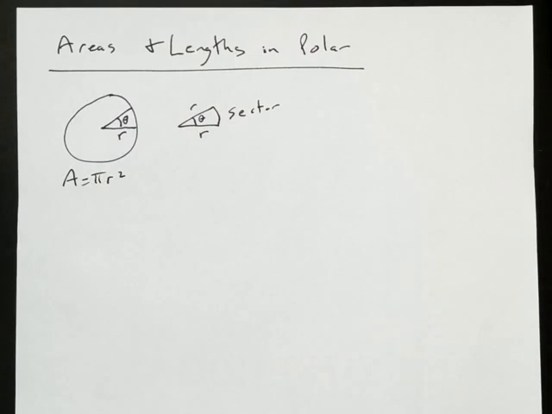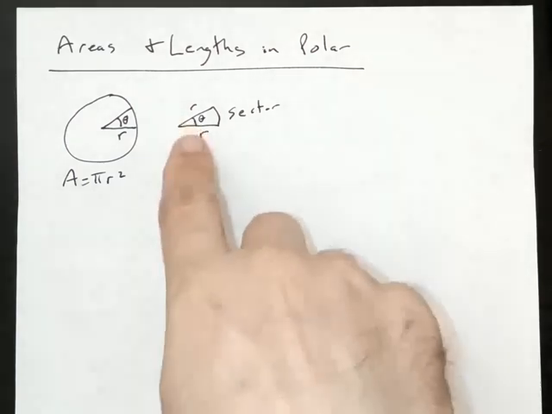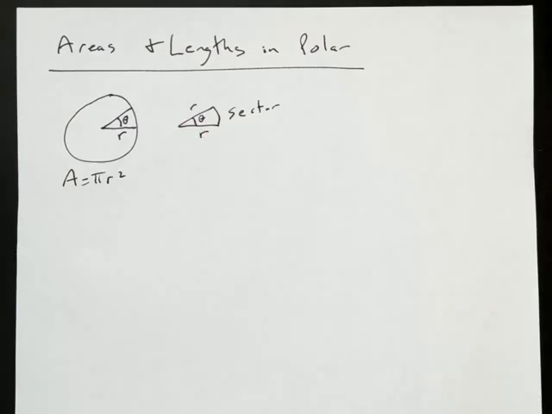So my question is, what fraction of the circle is taken up by this wedge? Only if I know that that angle is exactly 60 degrees, right? But I don't know what that angle is. That angle could be 37.23. It could be pi over 7 radians.